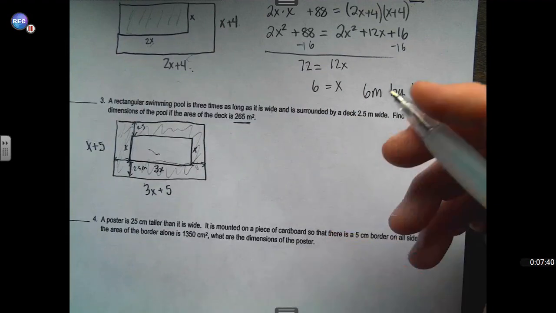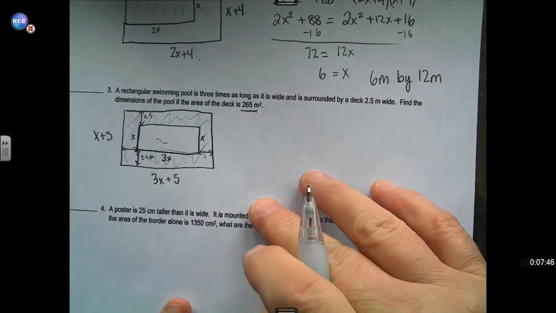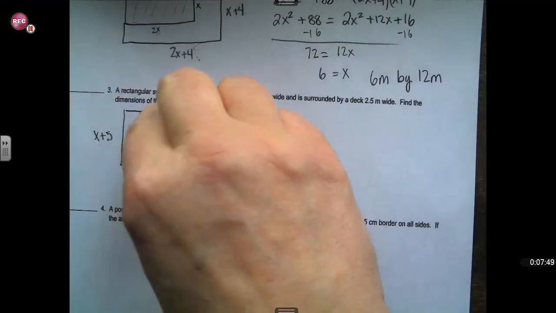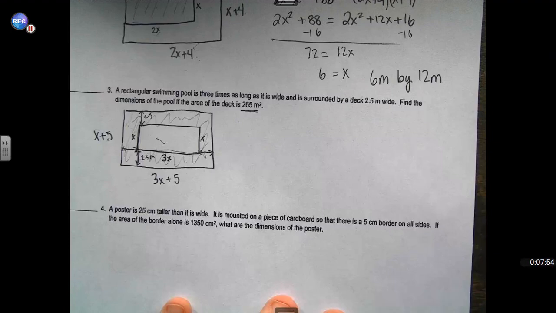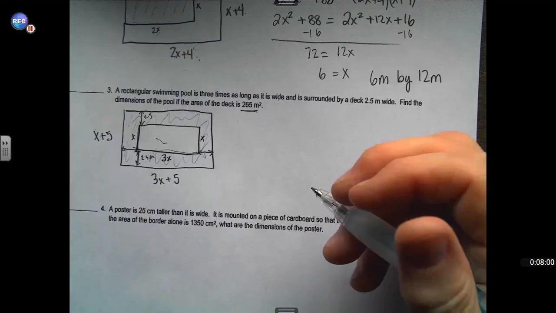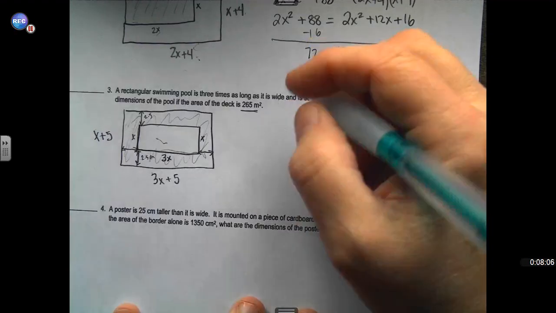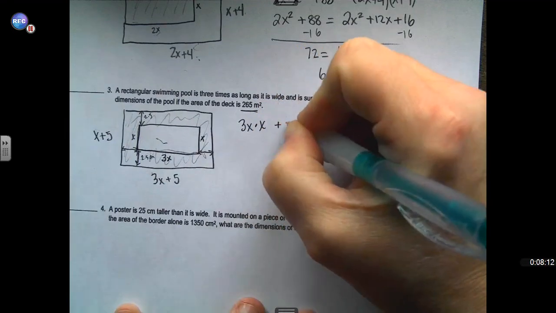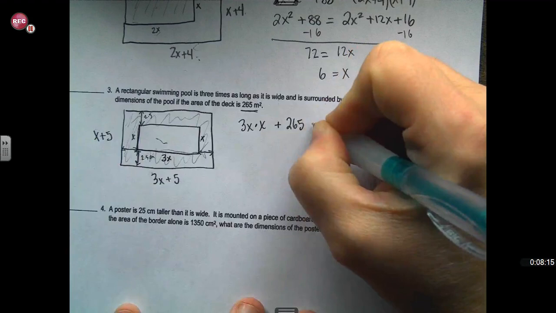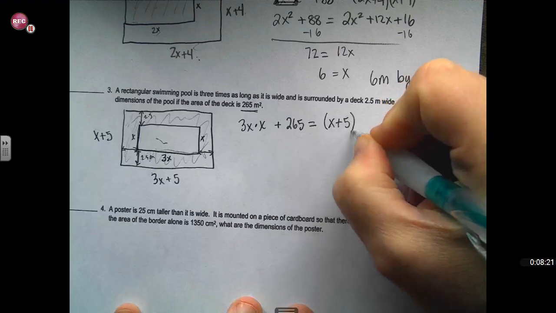So again, there's a multitude of ways I can do this problem. The old algebra book always wanted us to take the area of the whole thing, subtract the pool, and then it's going to equal the area of the deck. And that's not a bad way to do that problem. You could also take the area of the pool and add the area of the deck, and it's going to equal the area of the whole thing. So the area of the pool is 3x times x, plus the area of the deck is 265, and that's going to equal the area of the whole thing, which is x plus 5 times 3x plus 5.